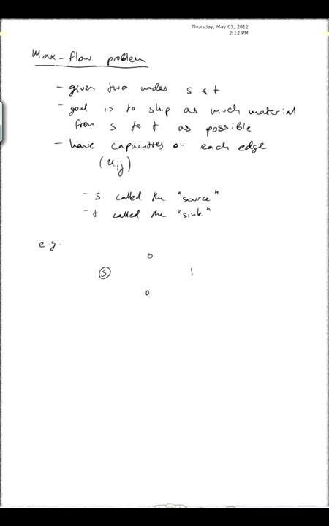So here's S, here's T. We have a simple graph. So let's say the capacity here is 3, the capacity here is 10, 15 down here, and 2 over here. So now somebody comes along and asks us, how much material can you ship from S to T? The total amount that we can ship from S to T in this graph is 5, because we can ship 3 on this northern route and 2 on this southern route. So total 5 from S to T.